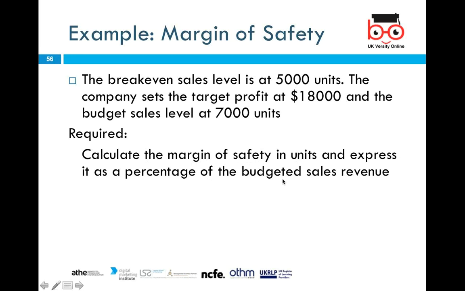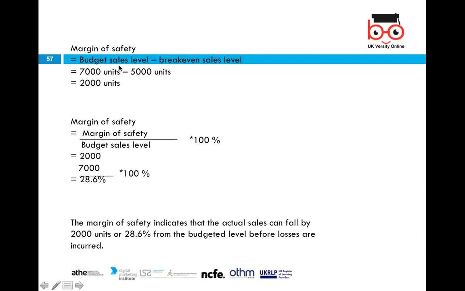Okay, let's see margin of safety in units and expressed as a percentage of budgeted sales revenue. The budgeted sales level in units is 7,000 units, and our break-even sales is 5,000 units, so the margin of safety is 2,000. So budgeted 7,000 units, break-even is 5,000, and the difference is 2,000. That's our margin of safety. The other way is 28.6% of the budgeted sales level, and that comes to 2,000.